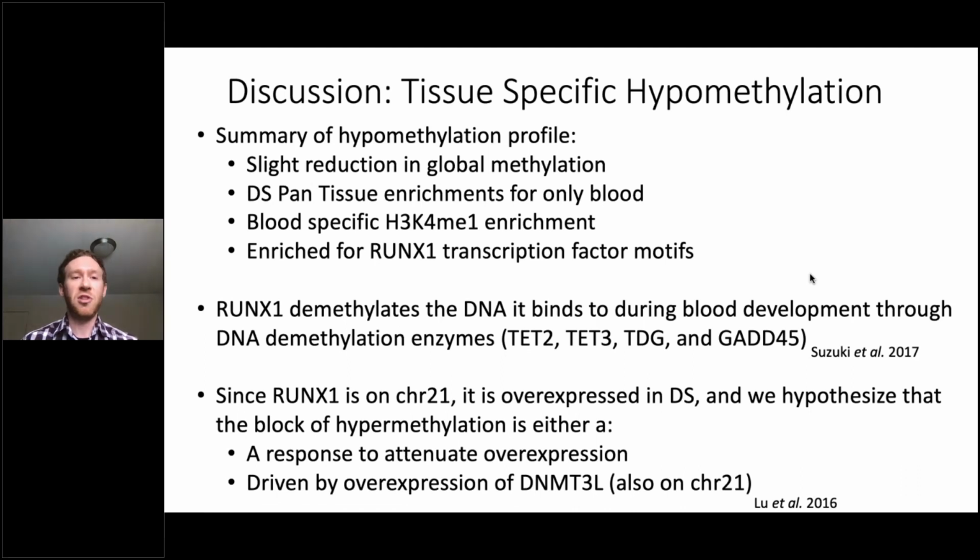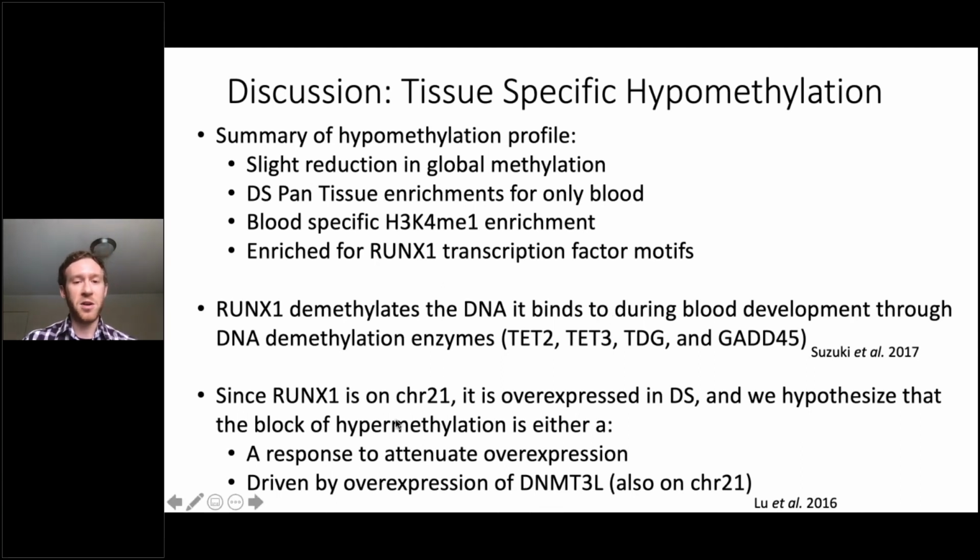So we're very interested in further understanding this, and to really summarize that hypomethylation profile, we see this slight reduction in global methylation where there's DS pan-tissue specific enrichments for only blood for the hypomethylated regions, as well as this blood-specific H3K4me1 enrichment and this enrichment for the RUNX1 transcription factor motifs. So mechanistically, there have been some studies into RUNX1, and what they're finding is that RUNX1 actively demethylates the DNA it binds to during blood development by recruiting DNA demethylation enzymes like TET2, TET3, TDG, as well as GADD45. So a very clear mechanism is starting to emerge from our relatively more associative analyses.